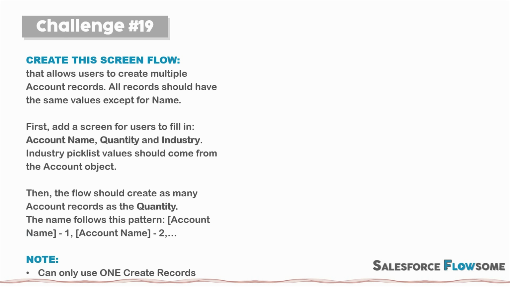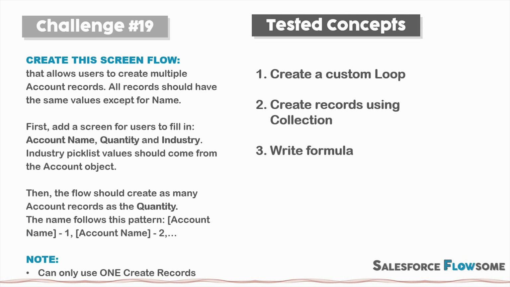Then the flow should create as many account records as the quantity field that the user fills in. And the name should follow this pattern. It will be account name number 1, account name number 2, where the account name is also from the user input. And the note here is we can only use one create records. So for this challenge, we are actually testing if you can create a custom loop and if you can create records using collection. Finally is if you can write formula.